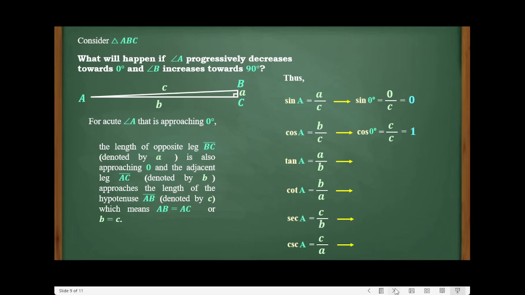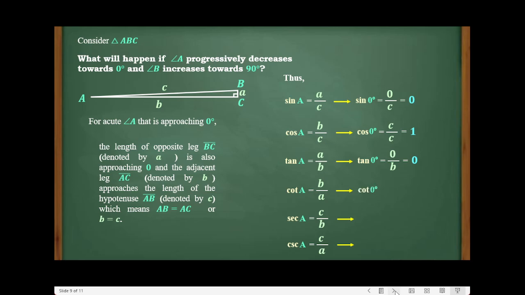And then, tangent of A. So, tangent of 0 is defined as the opposite leg over the adjacent leg. And we know that the opposite leg is already 0 over the adjacent leg, which is B, is equal to 0. And then we simply get the reciprocal of each of these three to come up with the other three trigonometric ratios or trigonometric functions of 0 degrees.